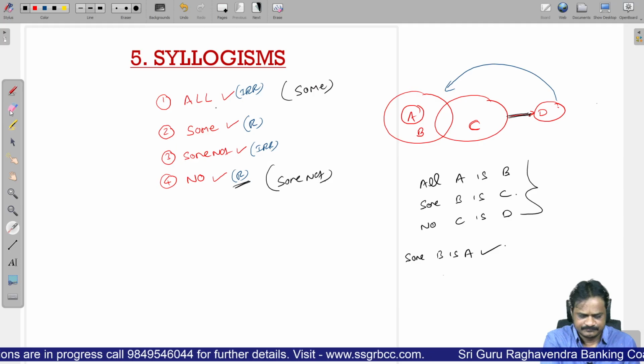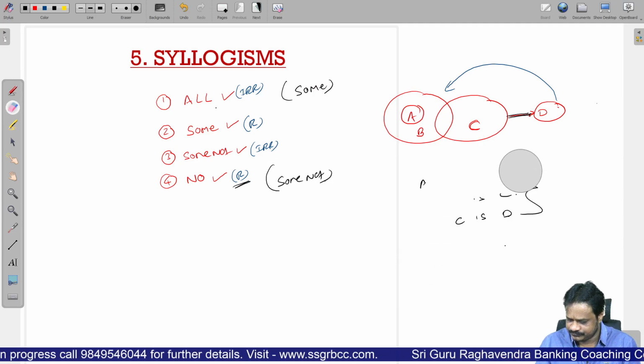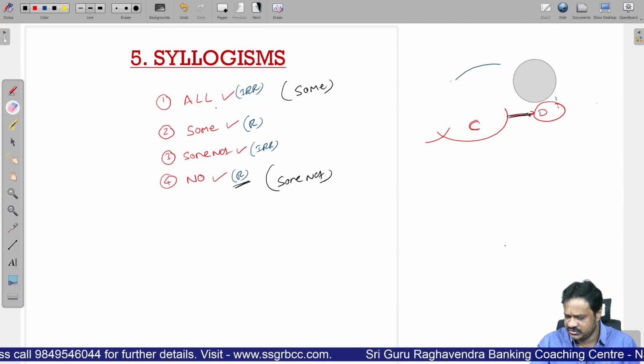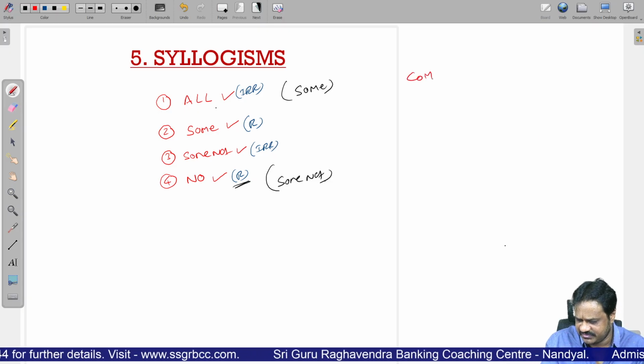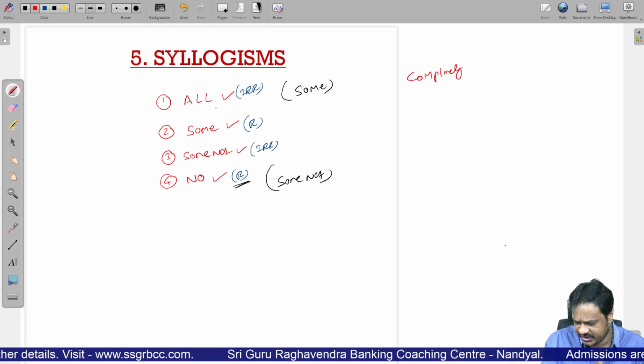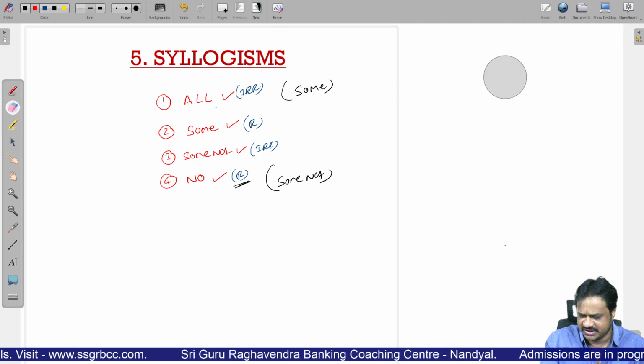Now, there are complementary pairs in syllogisms. This is the basic thing. This is an important thing. Complementary pairs.